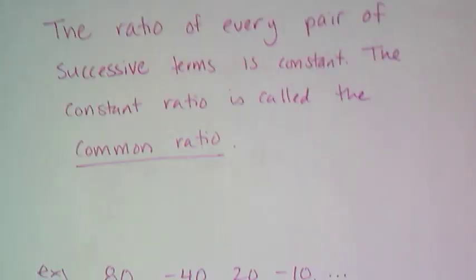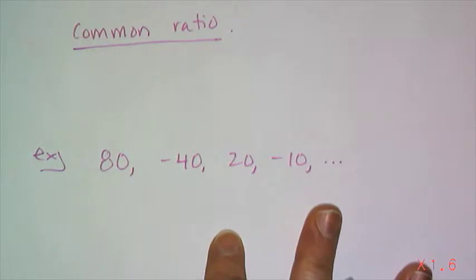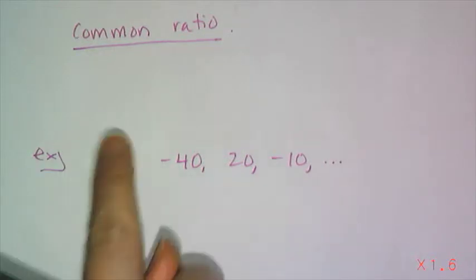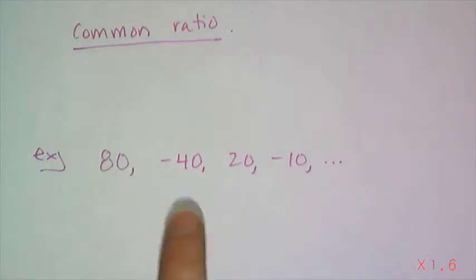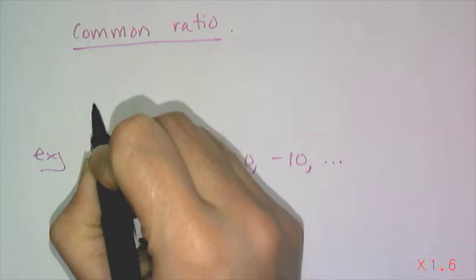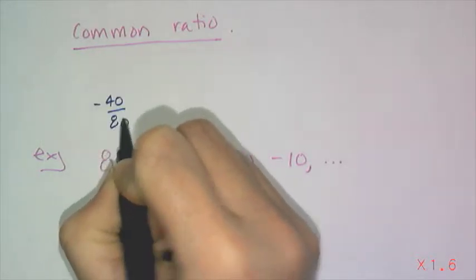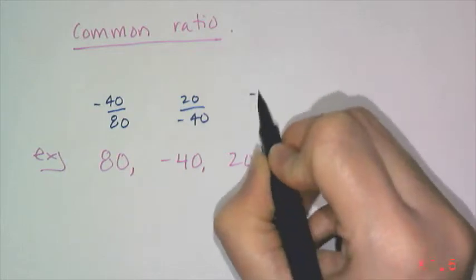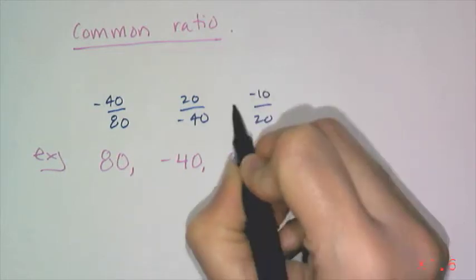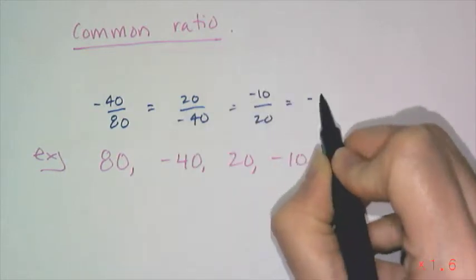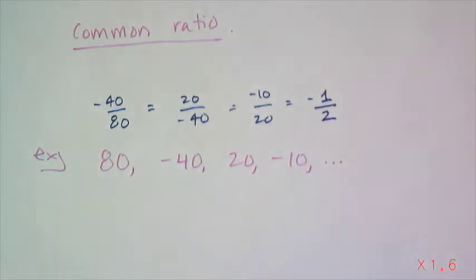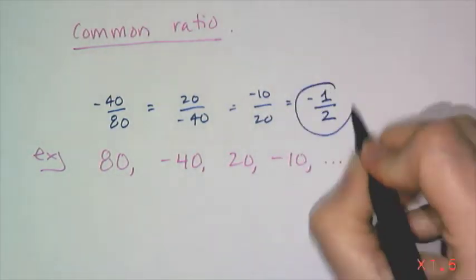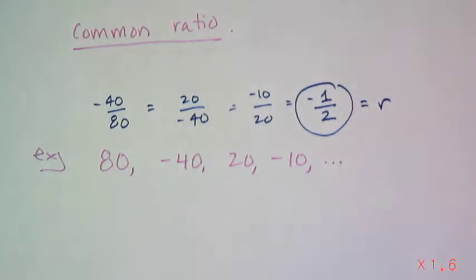For example, 80, negative 40, 20, negative 10 is an alternating sequence because the terms alternate from positive to negative. And this one is geometric, and I can verify that because if I take negative 40 and divide it by 80, or 20 and divide it by negative 40, or negative 10 and divide it by 20, in every single one of these cases, I get a negative 1/2. So this negative 1/2 is my common ratio.